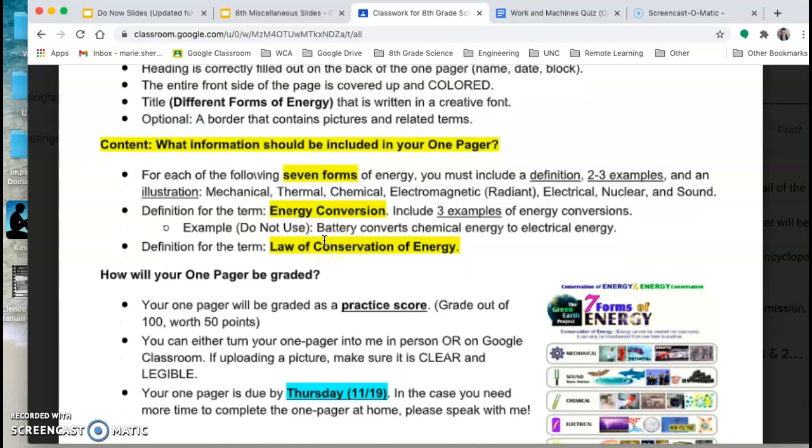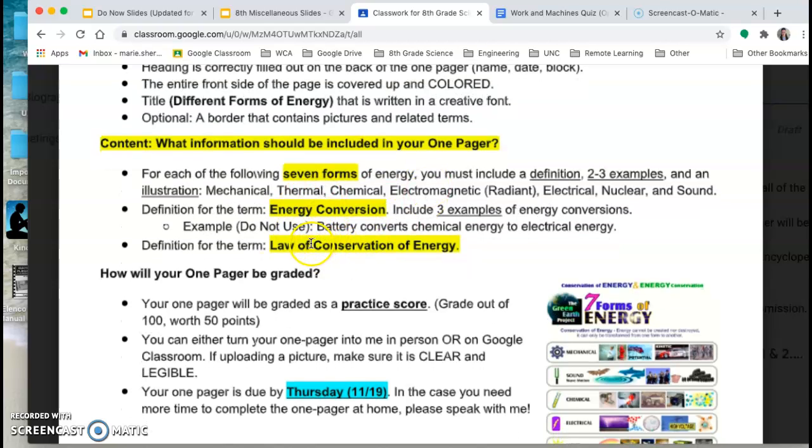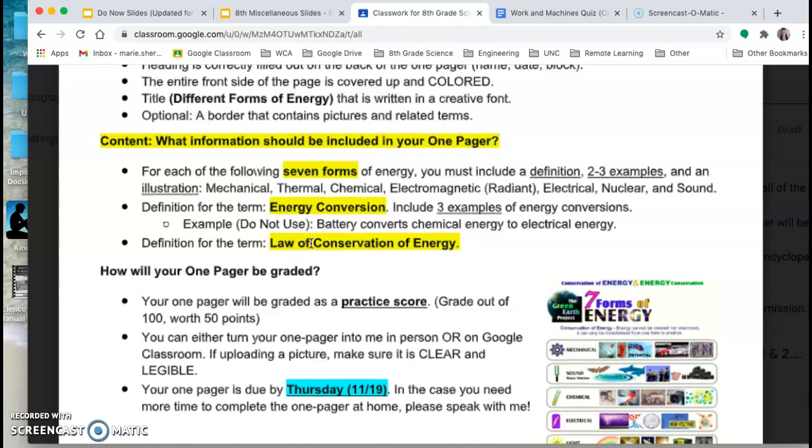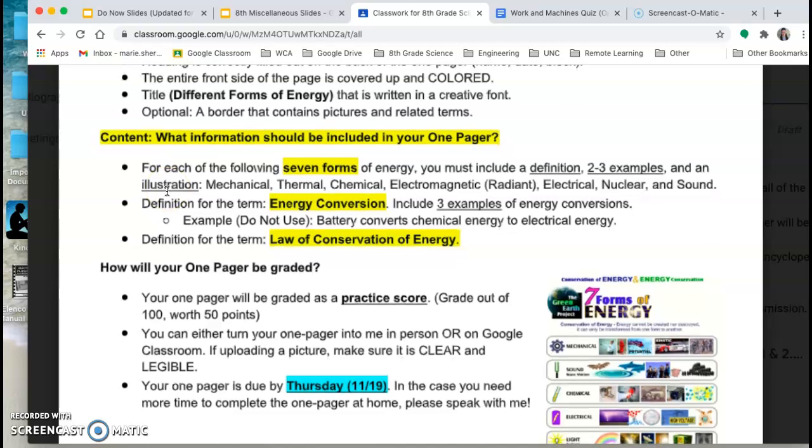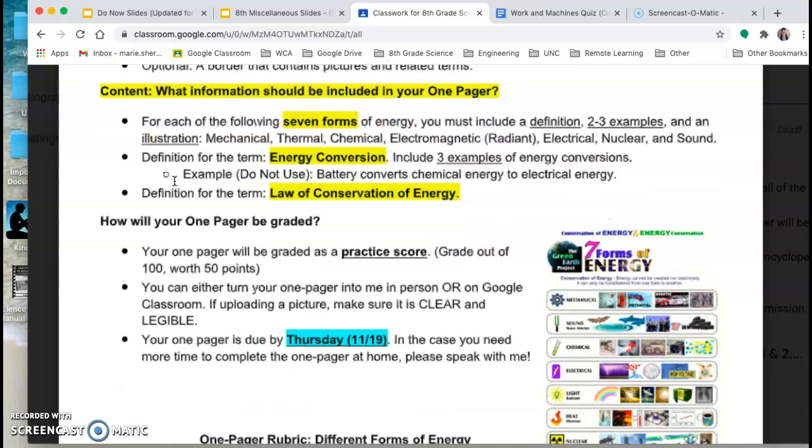And then lastly, you are going to want to include a definition for the term conservation of energy. And this is something that we will discuss in further detail within our next set of notes. But just make sure you are including the definition. And one other thing I meant to note is that you do need to include illustrations for the 7 forms of energy. So if you're doing a digital one-pager, you can just find a picture from the internet. If you're doing a paper one-pager, just be sure to include that illustration.